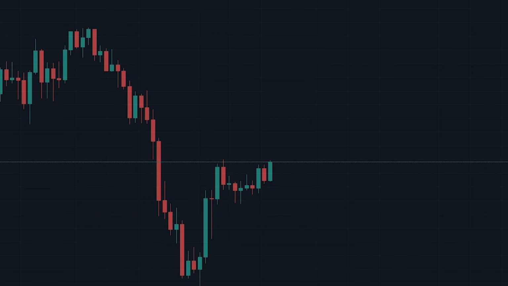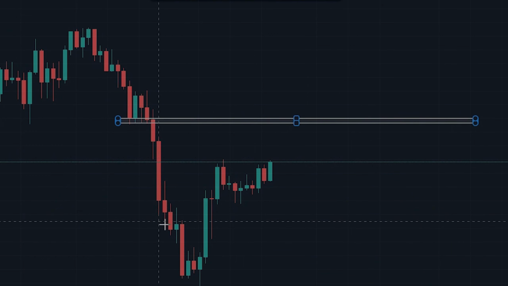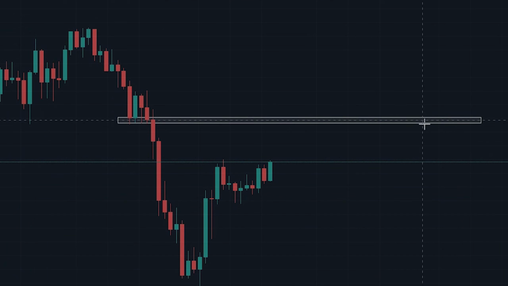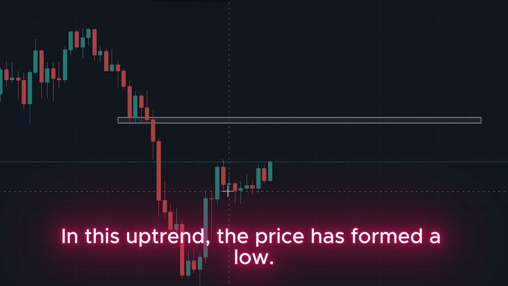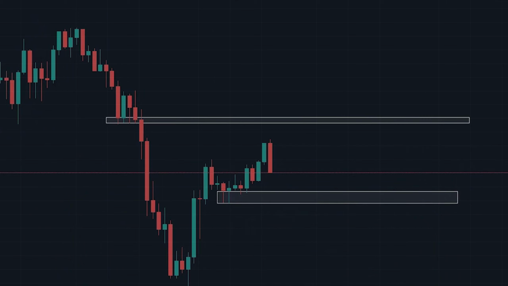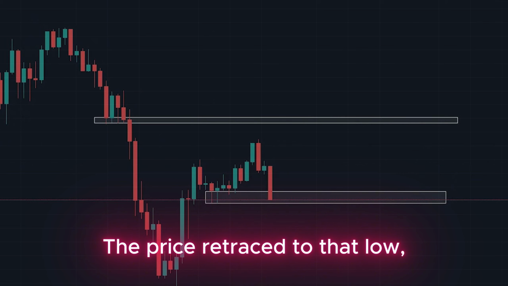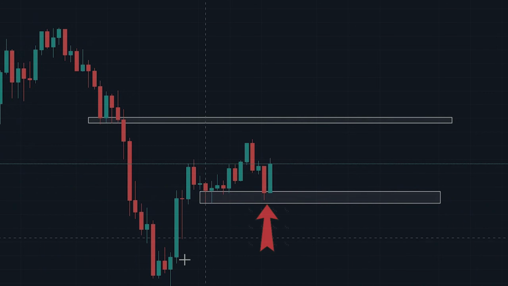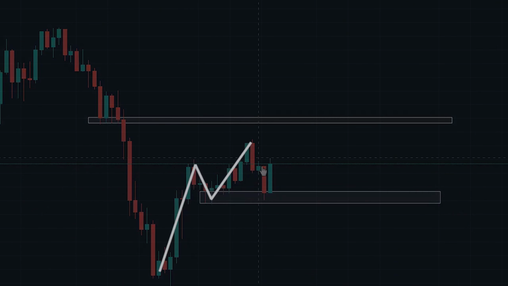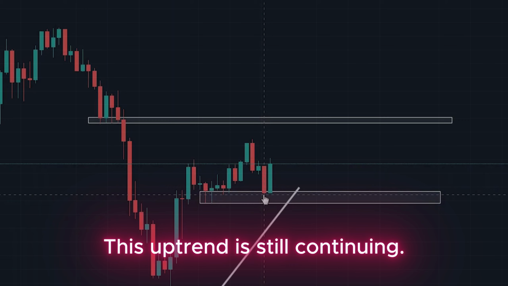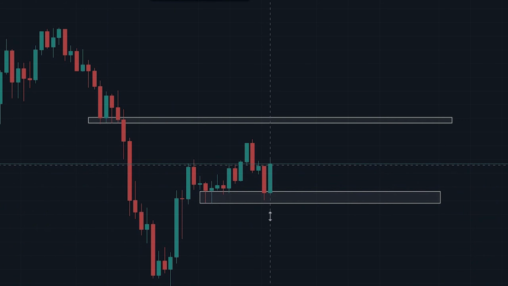Let's analyze this. Here, we have a key level. Since this downtrend is strong, it doesn't form clear highs and lows. This is just a minor resistance key level. In this uptrend, the price has formed a low. This is the low of that uptrend. The price retraced to that low, rejected that low, forming a strong reversal pattern. In this case, the uptrend formed a low, retraced, tried to break that low but failed. Proving one thing: this uptrend is still continuing. Therefore, we immediately enter a buy order in this case.